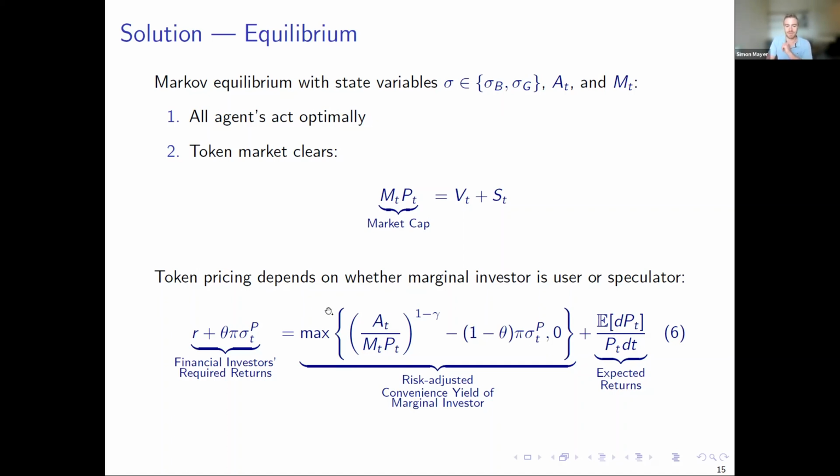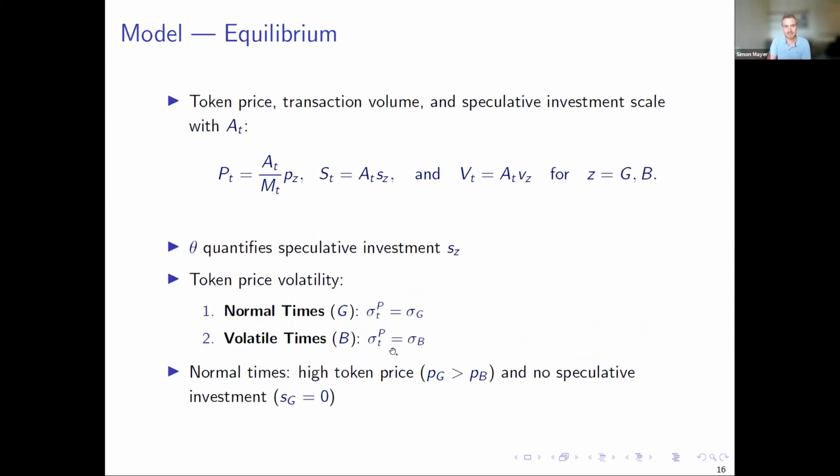The interesting term is the one in the max operator, which is the risk-adjusted convenience yield to holding tokens of the marginal investor. And this term is 0 when the marginal token investor is a speculator, because speculators do not hold tokens for transactions, so do not derive convenience yield. And this term is positive when the marginal token investor is a user, and the users derive a convenience yield.